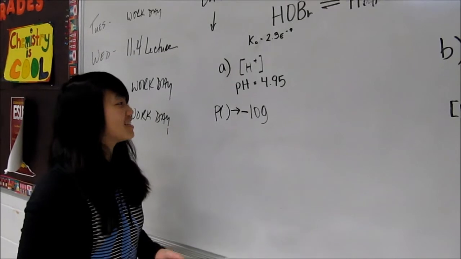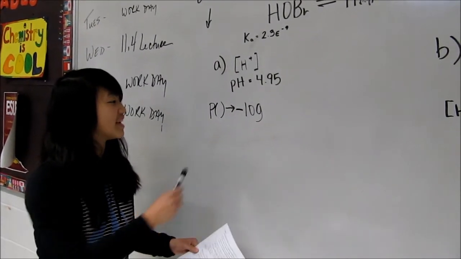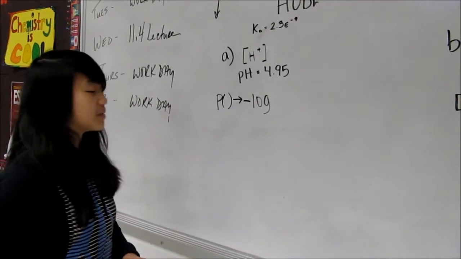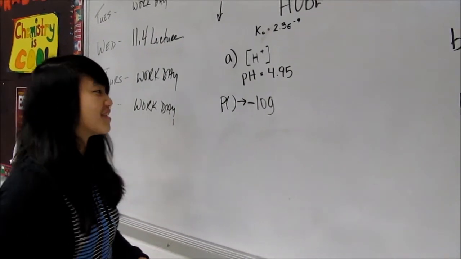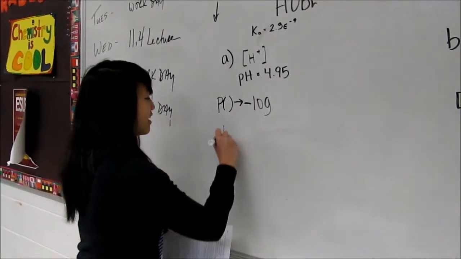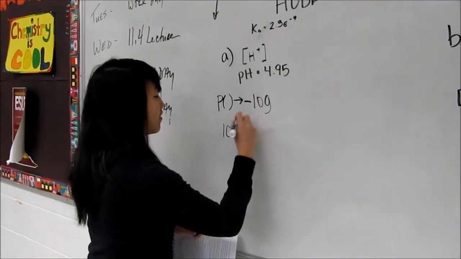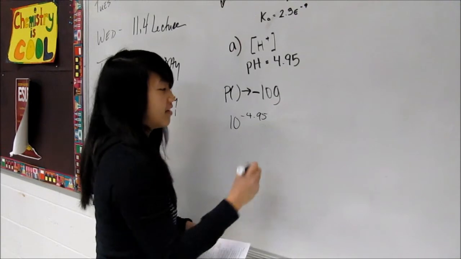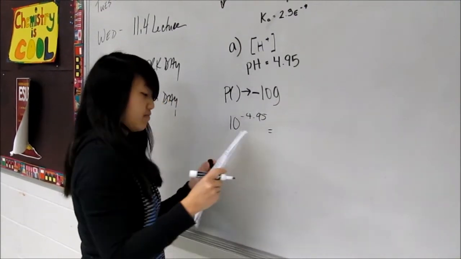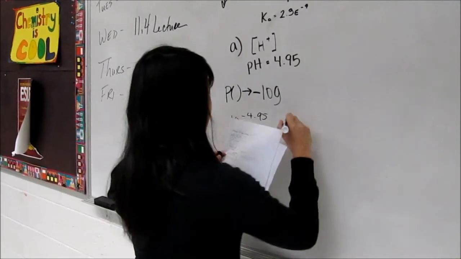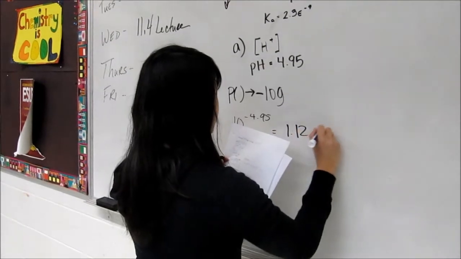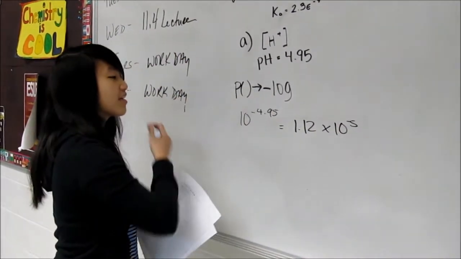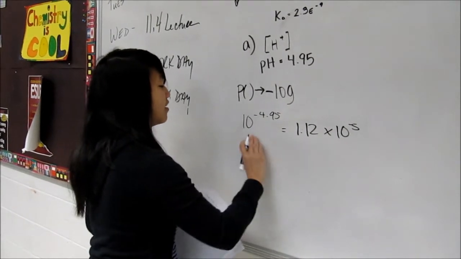To find the pH, we have to take the negative log of the concentration. But since we're given the pH, we have to take the anti-log of it. So it would be 10 to the negative 4.95, and you plug that into your calculator, and you would get 1.112 times 10 to the negative 5. And then that would be your hydrogen concentration.